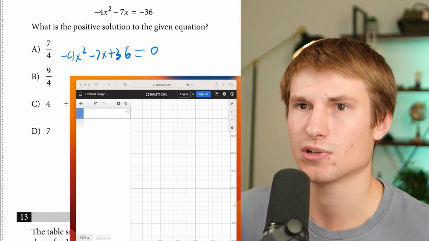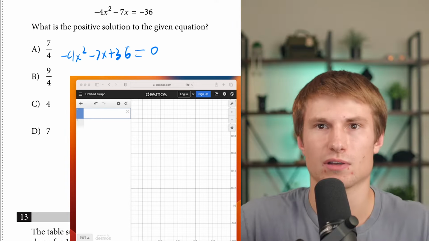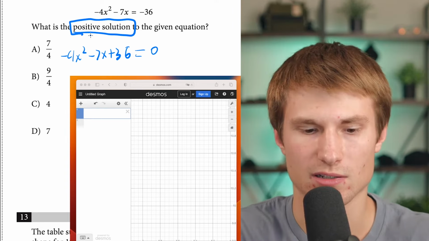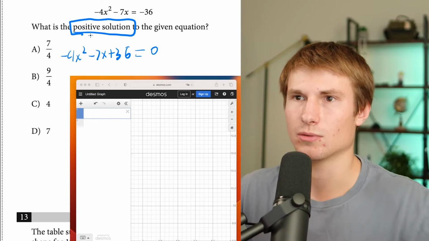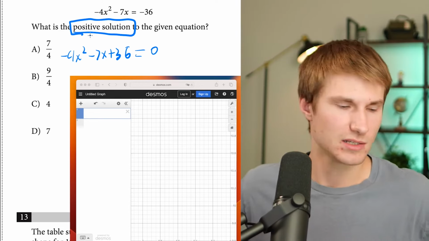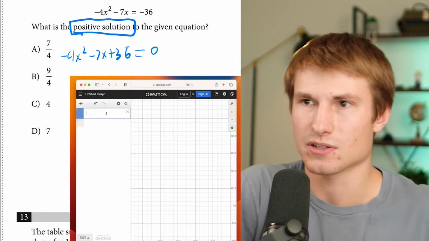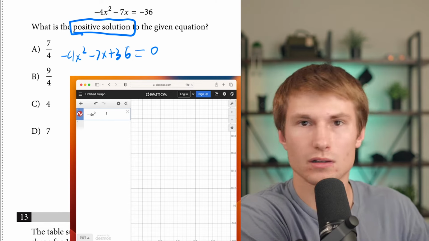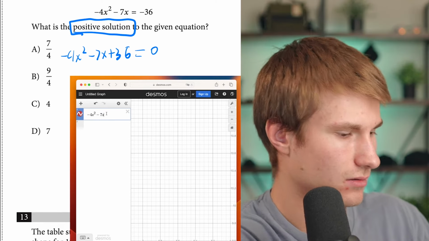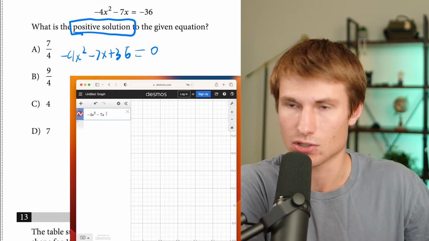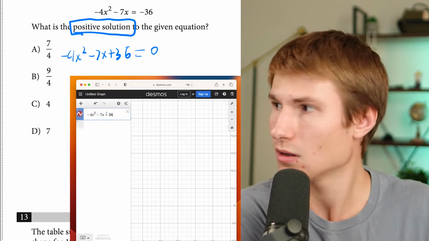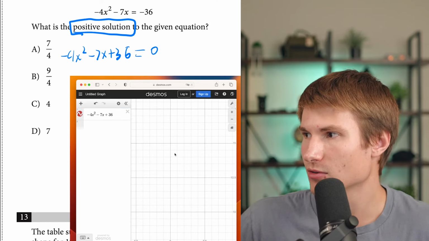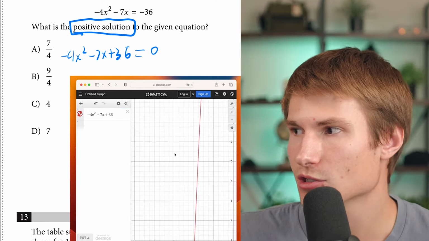So what I'll do here is I just plug this in, and I'm going to be looking for the positive solution to the given equation. Always pay attention to which solution you're looking for, so words like positive, negative. In this case, it's the positive one. So let me go ahead and type this in on Desmos. Okay, so it's going to be negative 4x squared minus 7x and then plus 36. All right, so always check and make sure that you have the correct equation written in on Desmos, because if you don't, you're obviously going to get the question wrong.